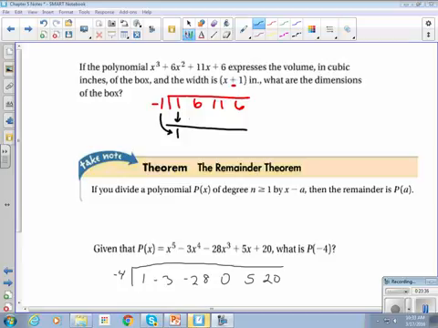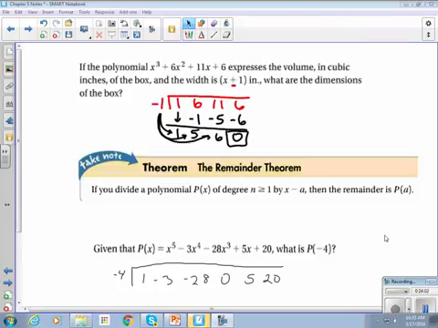Negative 1 times 1 is negative 1. 6 plus negative 1 is 5. Negative 1 times 5 is negative 5. 11 minus 5 is 6. Negative 1 times 6 is negative 6. And 6 minus 6 is 0. Remainder 0, yay!